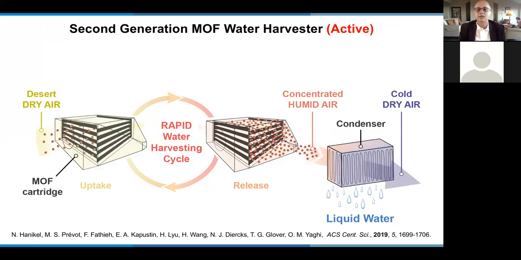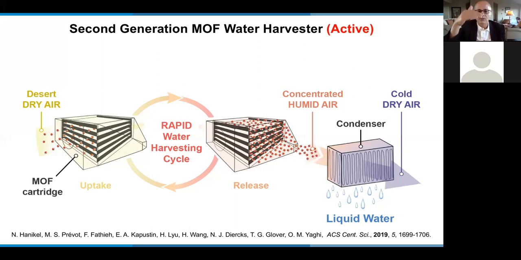And so based on those results, we designed at Berkeley another prototype. This prototype uses what I didn't say: that in the first prototype, the kilogram prototype, we discovered that in fact we're only using a fraction of the MOF, because the MOF was put in the device as a cake.